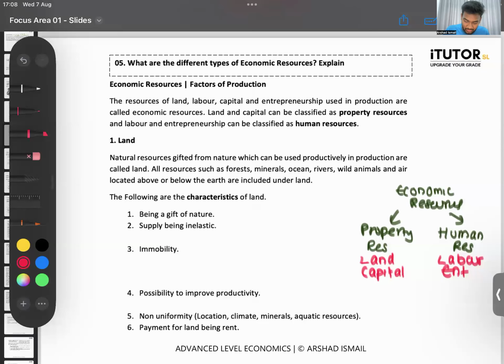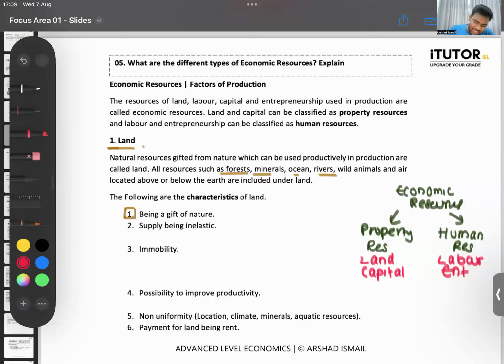Then now we'll go a little bit into land. What is land? Land, we say, are all the natural resources that are gifted by nature. They're scarce. The scarce natural resources gifted by nature. So it can include forests, minerals, oceans, rivers, wild animals, things like that. What are the characteristics? Number one, we say it's a gift of nature. Gift of nature means it is not man-made. We don't make trees. Trees grow on their own. We don't make oceans. Oceans are there on their own.